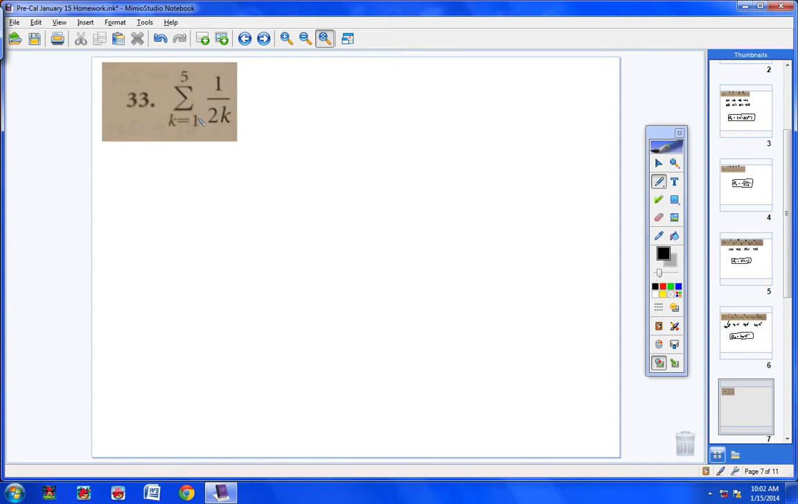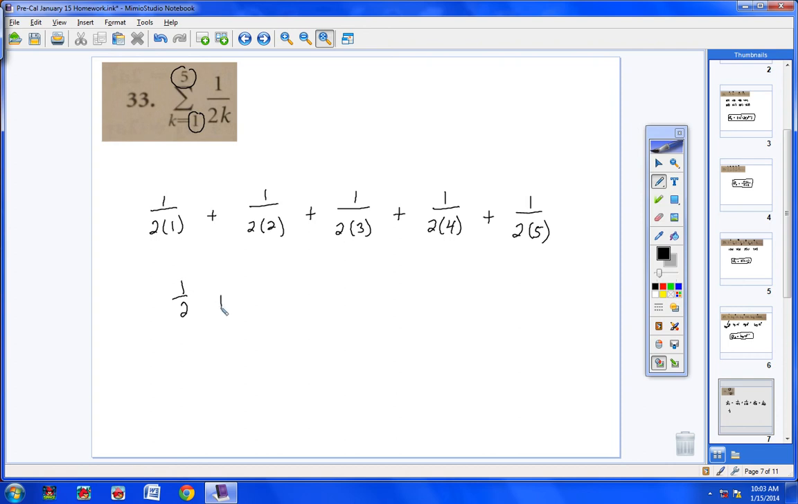So number 33, we're going to put a 1 in for k, and then a 2, then a 3, then a 4, all the way up to 5. So 1 over 2k, I'm going to put a 1, and then plus 1 over 2 times 2, plus 1 over 2k, I'm going to put a 3, plus 1 over 2k, I'm going to put a 4, and then 1 over 2k, I'm going to put a 5, all right? And then 2 times 1 is 2, 2 times 2 would be 4, 2 times 3 would be 6, 2 times 4 would be 8, and 2 times 5 would be 10.